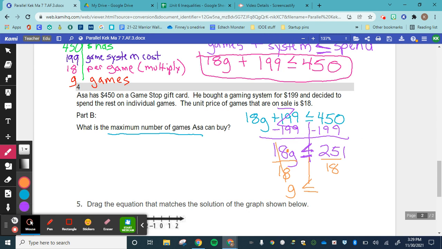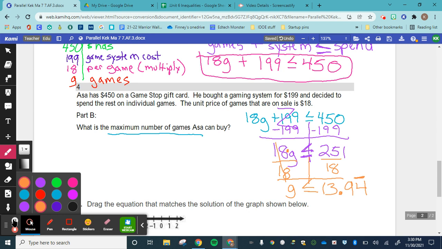And then on the right side, I need to simplify this by actually working it out. So 251 divided by 18, and then I get a pretty ugly decimal. I get 13.94 repeating. So the number of games he can buy has to be less than or equal to 13.94 games.